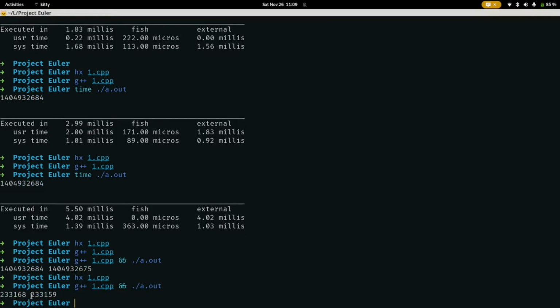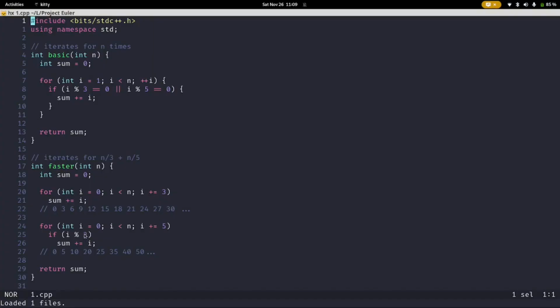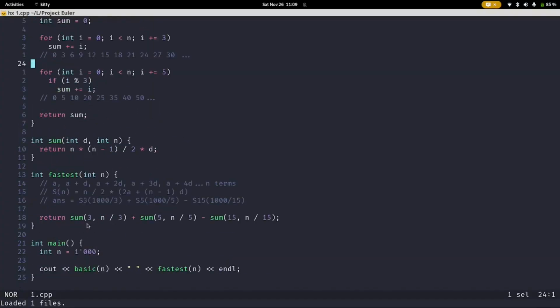So it seems like the second number is not adding a 9, which means it's calculating something less than what it should have been. So the problem I think is coming from here, the number that we are passing in as the second argument. We're passing in n by 3, n by 5, and n by 15 over here. This might cause a problem if the numbers aren't divisible by either of those.